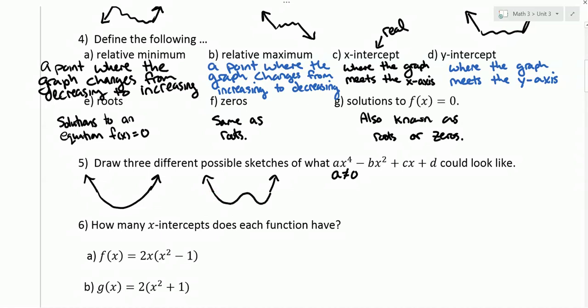And look something like that. If a is negative, then both sides would be pointed down. And it looks something like an upside down parabola, that would work. Okay. So those are three possible sketches of this fourth degree polynomial.